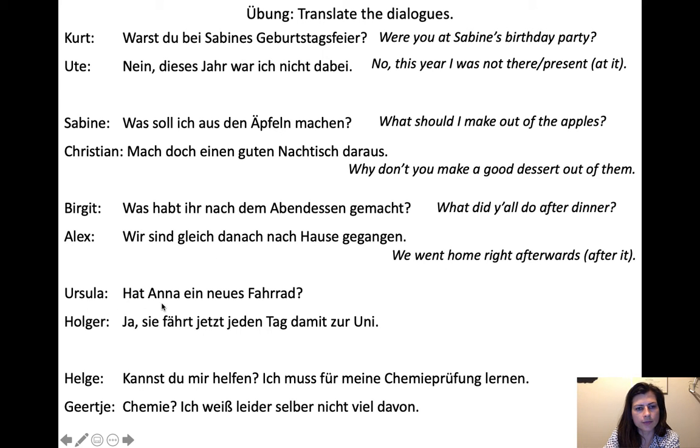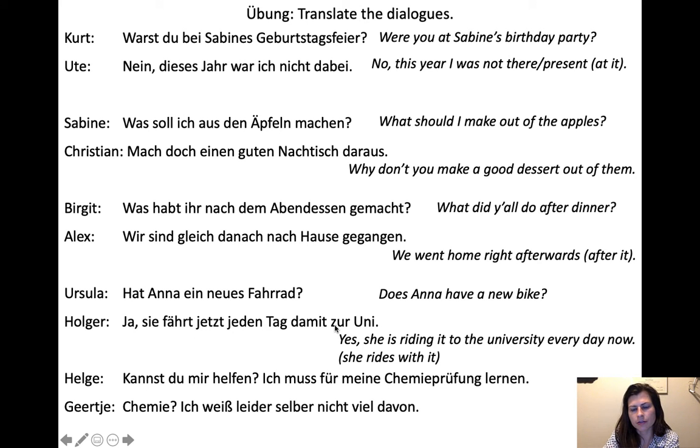And then Ursula says, hat Anna ein neues Fahrrad? Does Anna have a new bike? Holger says, ja, sie fährt jetzt jeden Tag damit zur Uni. Yes, she is riding to the university. She's riding it to the university every day now.